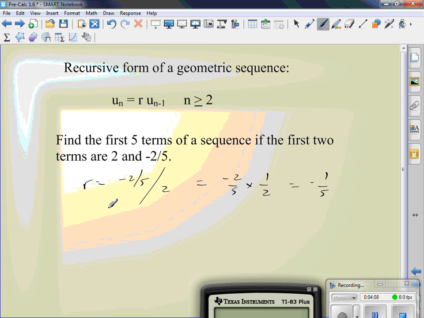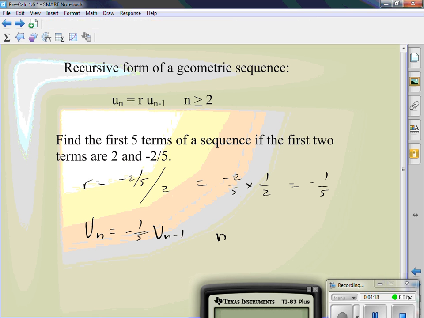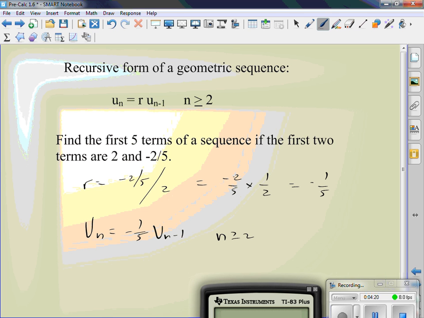Simplified, 2 over 10 is 1 over 5. So it's u sub n equals negative 1/5 u sub n minus 1, as long as n is greater than or equal to 2. And the one thing you also have to do when you're writing the actual sequence is to say u sub 1 is 2. I keep forgetting to put that on the end.